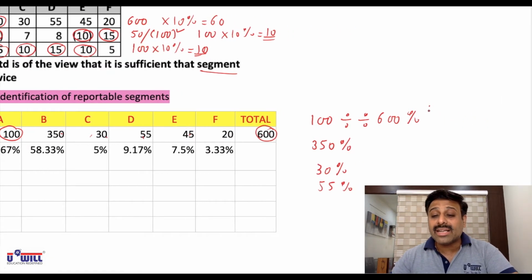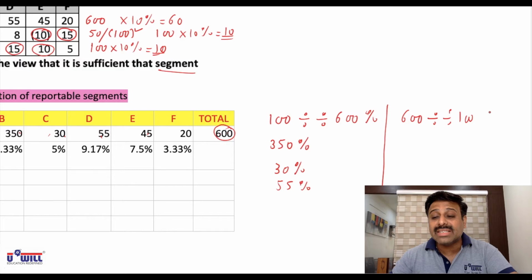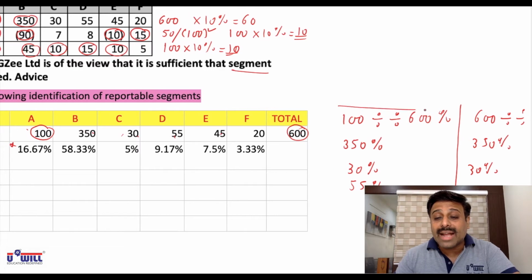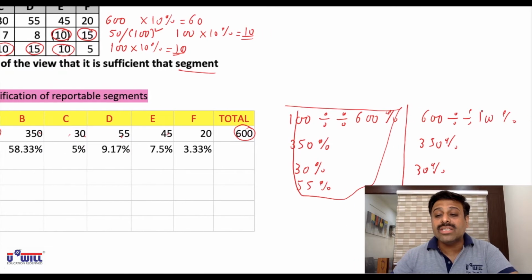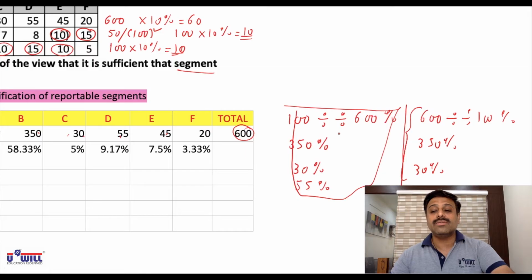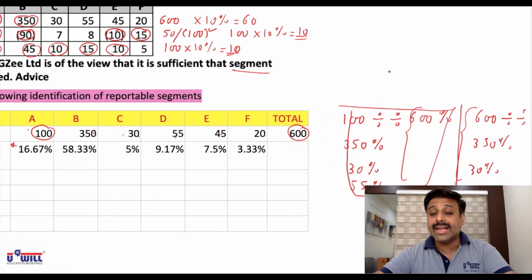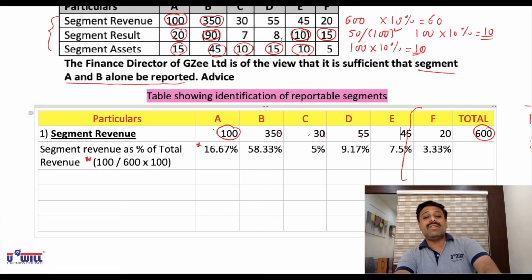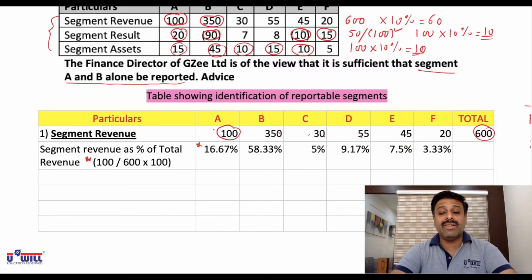In some calculators, if you are not able to get this, then do reverse. Some calculators may not have this function, then you do reverse: 600 divide 100 and percentage. Then directly 350 and percentage. Then directly 30 and percentage. In whichever calculator you don't get the answer in this manner, you follow this procedure. You do reverse. Okay, either of the ways you'll definitely get the answer. So this is how we are supposed to do it. Everyone is clear, I hope, every one of you.